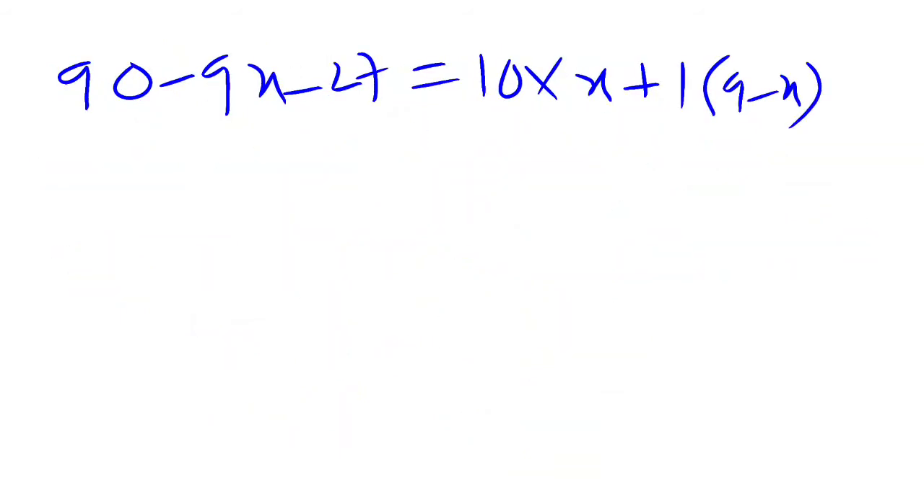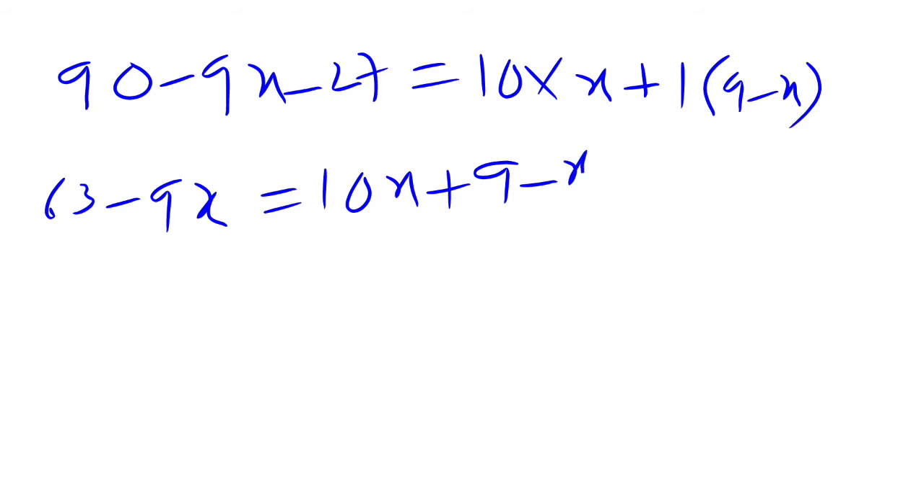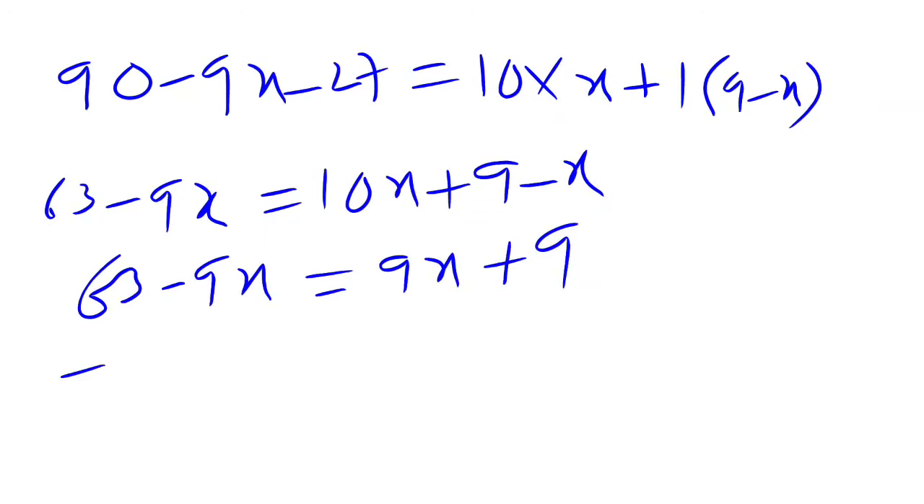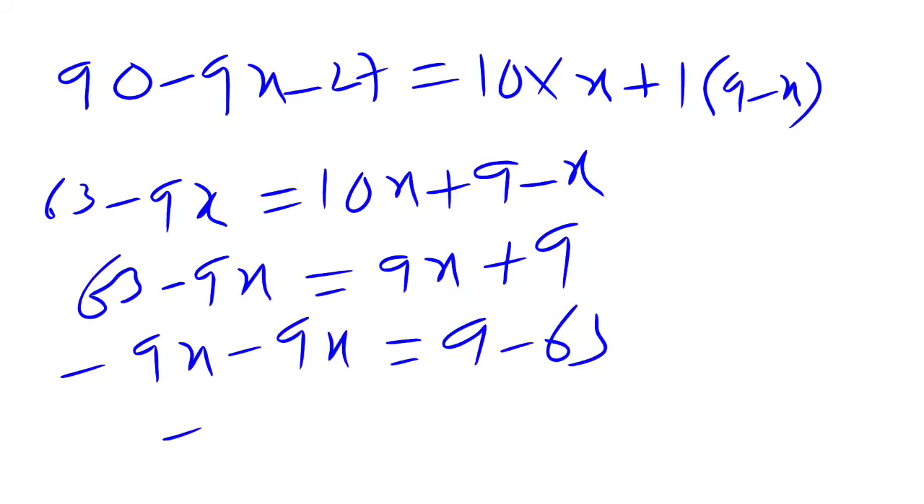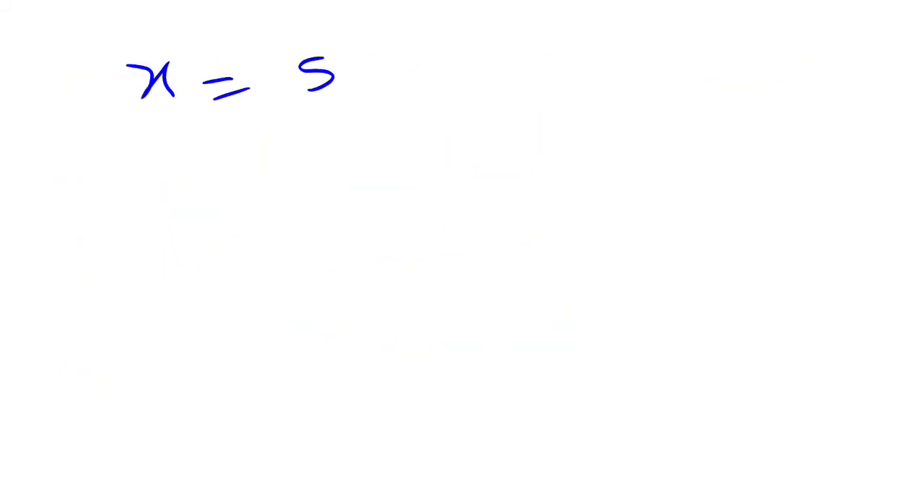Let's simplify. 90 minus 27 is 63, minus 9x, equals 10x plus 1 into 9 minus x, which is 9 minus x. So 63 minus 9x equals 10x minus x, which is 9x, plus 9. So minus 18x equals 9 minus 63, which is minus 54. Here the minus signs cancel. So x equals 54 divided by 18.